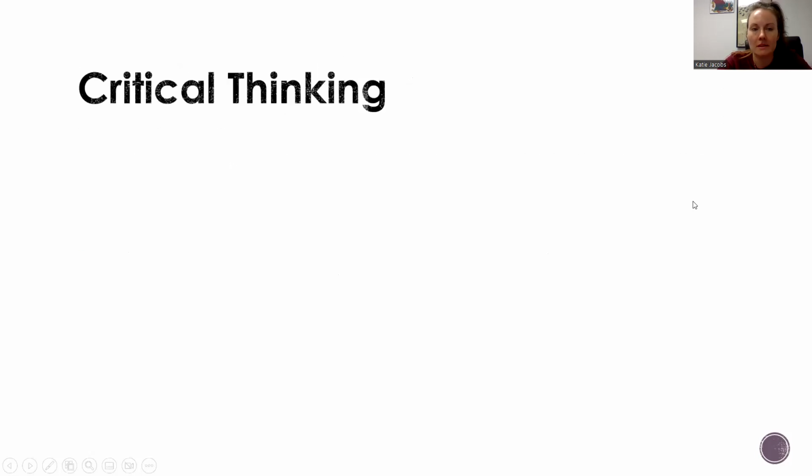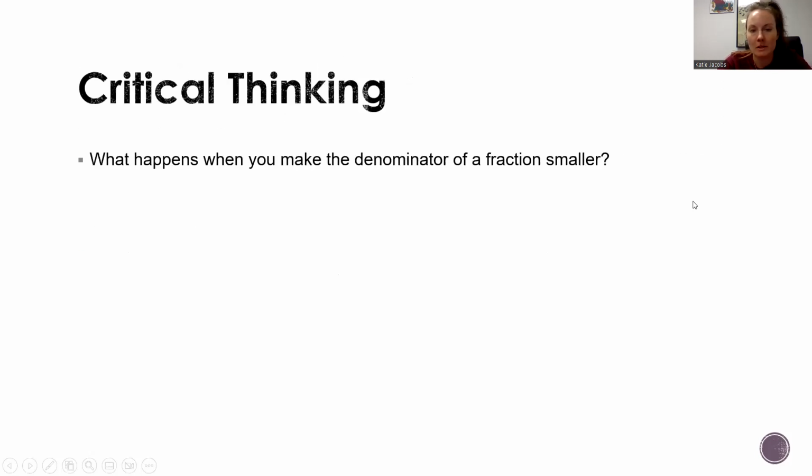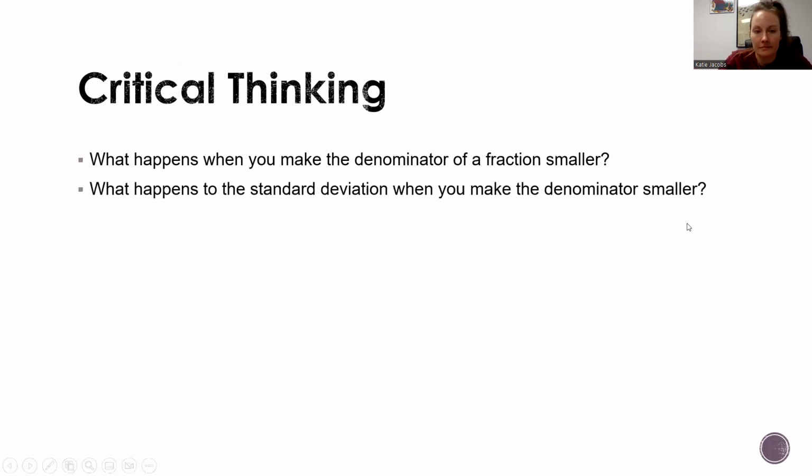Okay, so let's think about this on the next slide, critical thinking. What happens when you make the denominator of a fraction smaller? Okay, so you can work this out. If you have 2 over 2 equals, and then we have 2 over 2 minus 1. Do those on your paper and see what happens. So what happens when you make the denominator of a fraction smaller? It makes the number get bigger, right? So what happens to standard deviation when you make the denominator smaller? If you said it's going to make that standard deviation bigger, you're absolutely correct. It makes the standard deviation larger.